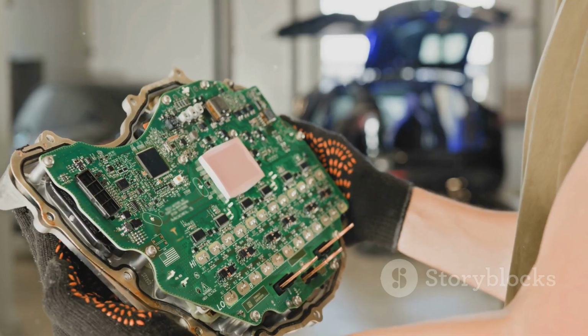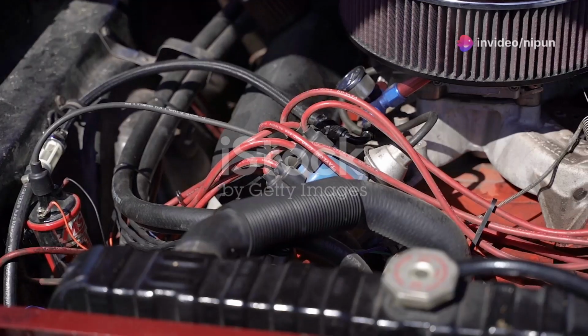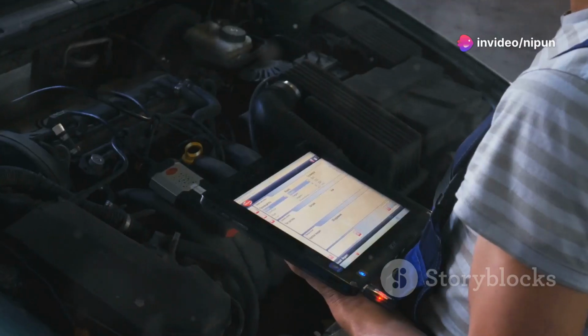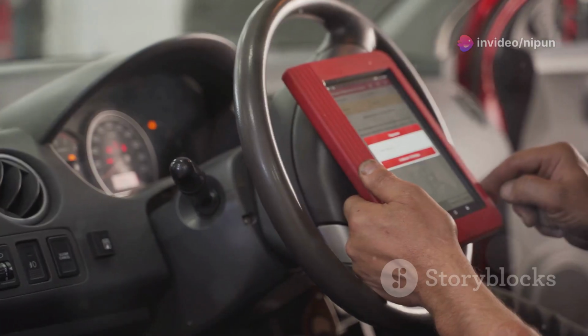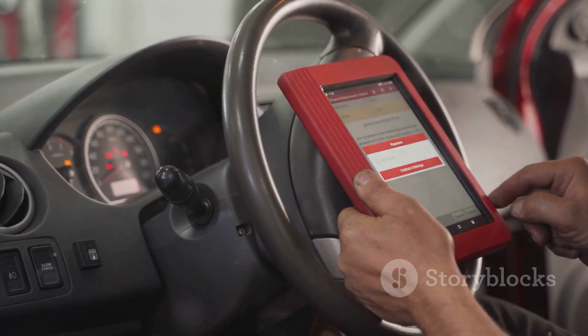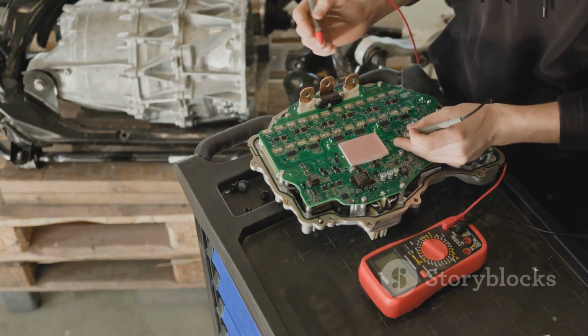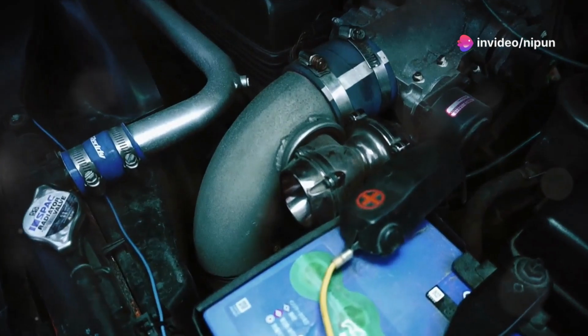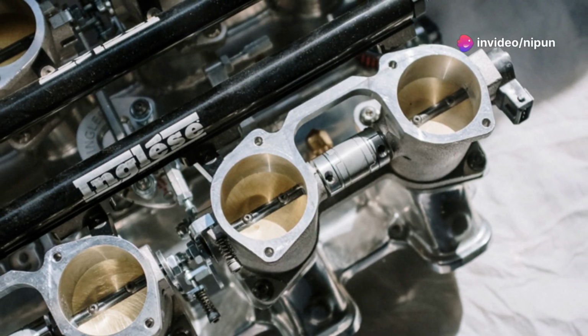The Engine Control Unit, or ECU, is the brain of the EFI system. It receives data from various sensors. The ECU then adjusts the fuel injection and ignition timing. This ensures optimal engine performance and emissions control. The ECU is connected to a network of sensors. These sensors provide real-time data on factors like engine speed, air intake, and throttle position.